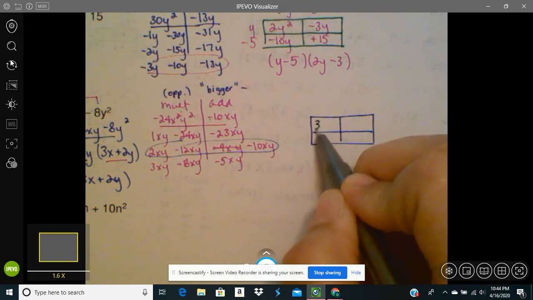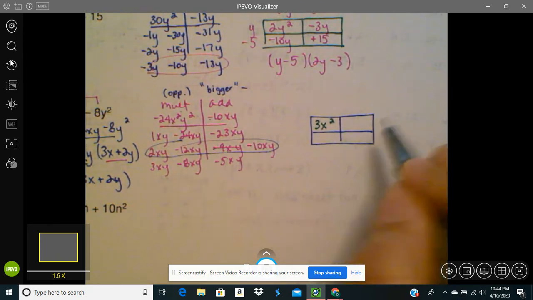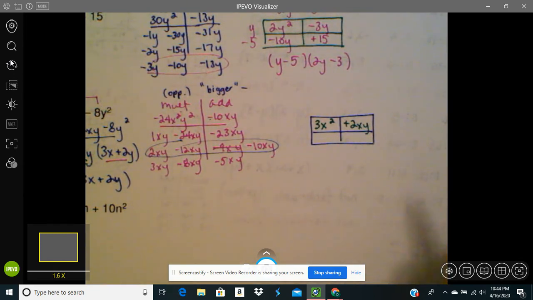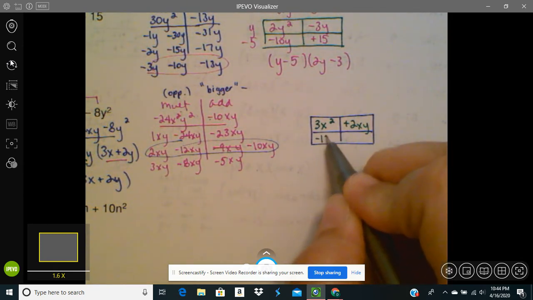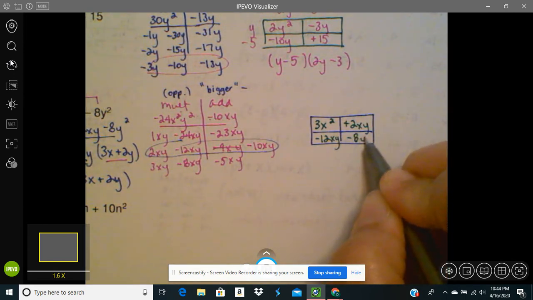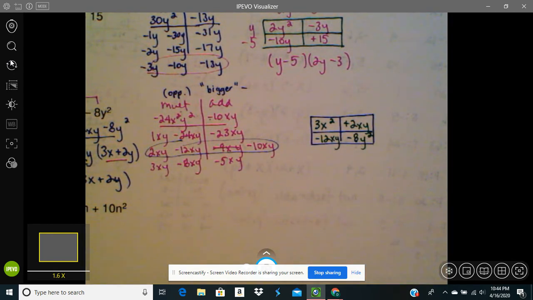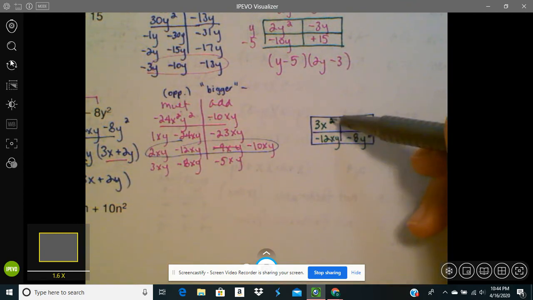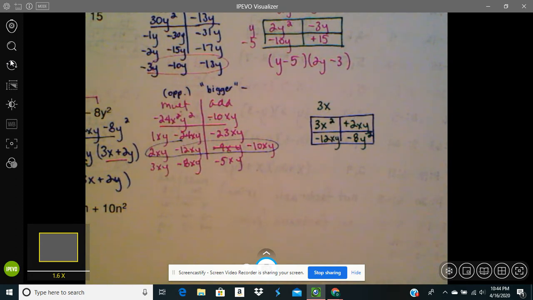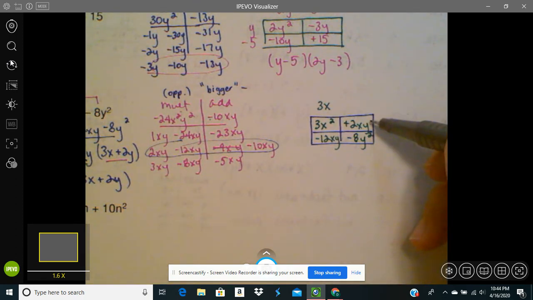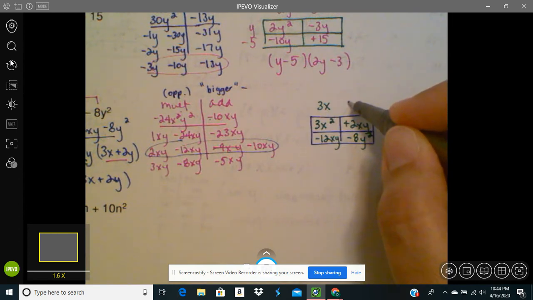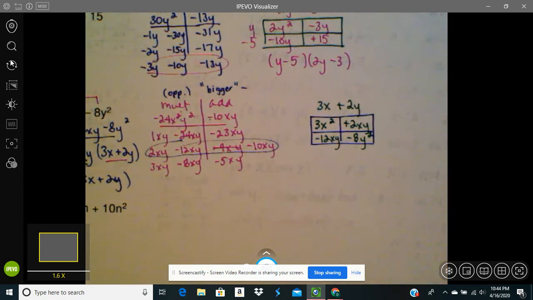My terms are 3x squared plus 2xy minus 12xy minus 8y squared. All right, the greatest common factor of 3x squared and negative 12xy is 3x. The greatest common factor of 2xy and negative 8y squared is 2y.